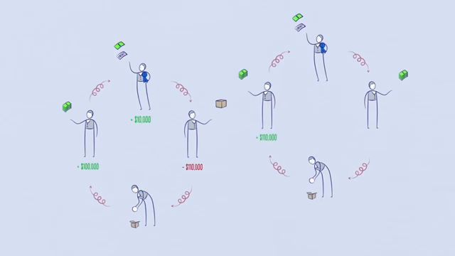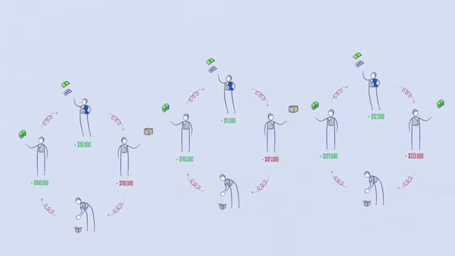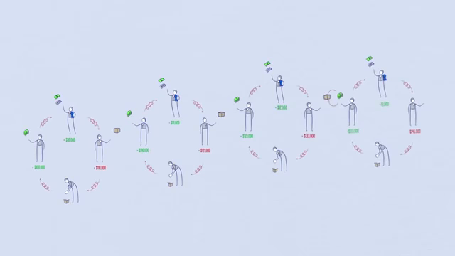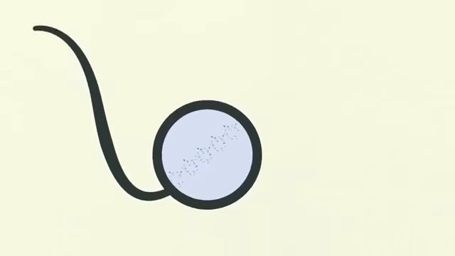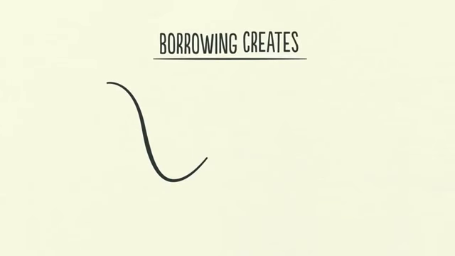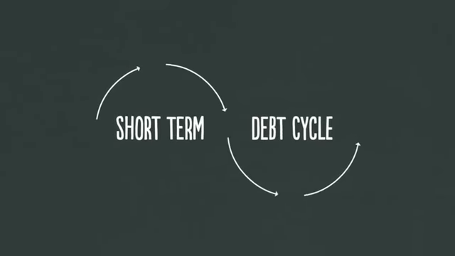The person earning $110,000 with no debt can borrow $11,000, so he can spend $121,000, even though he has only earned $110,000. His spending is another person's income, and by following the transactions, we can begin to see how this process works in a self-reinforcing pattern. But remember, borrowing creates cycles, and if the cycle goes up, it eventually needs to come down. This leads us into the short-term debt cycle.